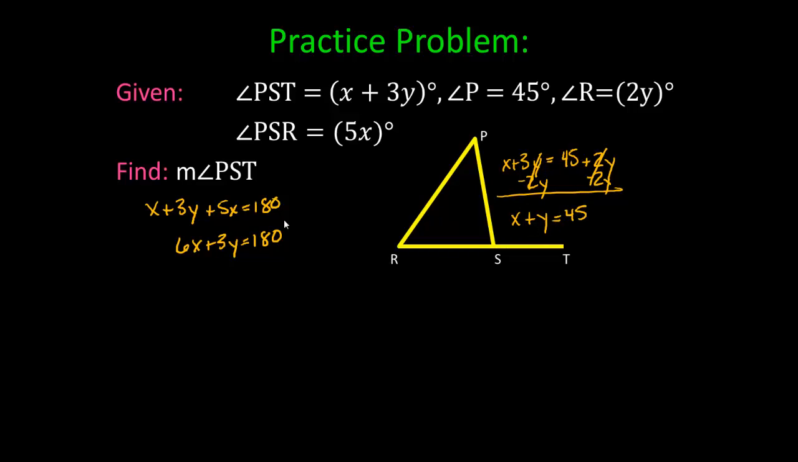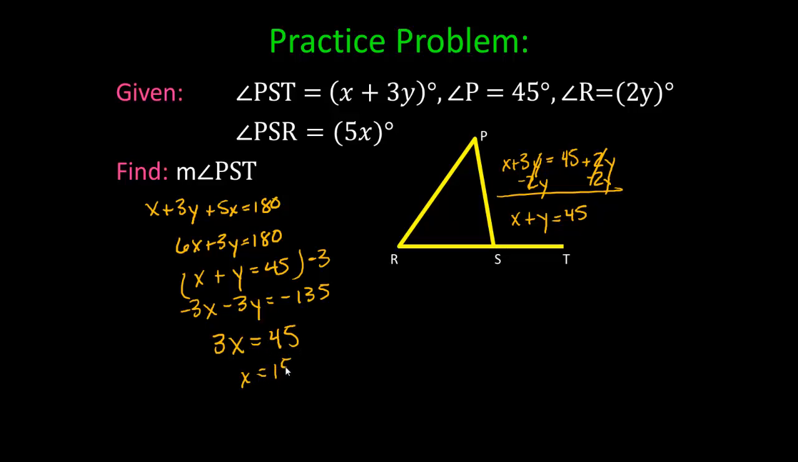So it's an extra step there, but it definitely makes it a little bit easier, because you still have a system to solve for, but now I only have to multiply the bottom by negative 3, which would give me negative 3x minus 3y equals negative 135, which would give 3x equals 45, and x again would equal 15. So you can do it whichever way you want. Doesn't matter to me as long as you come up with the right answer.